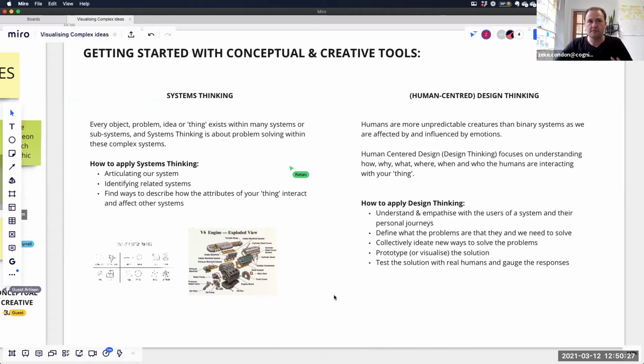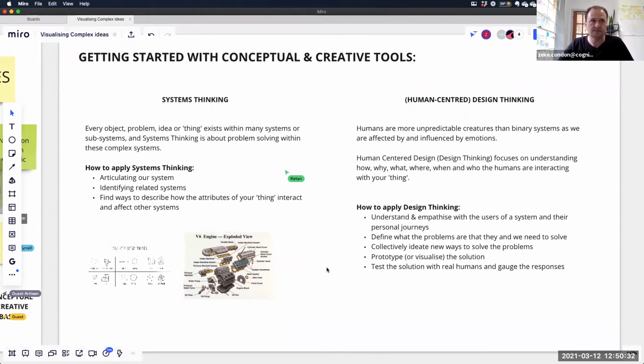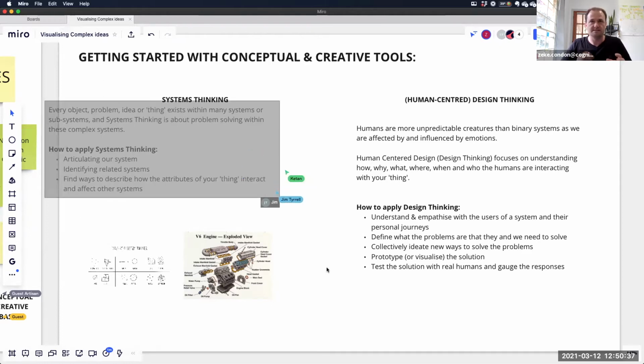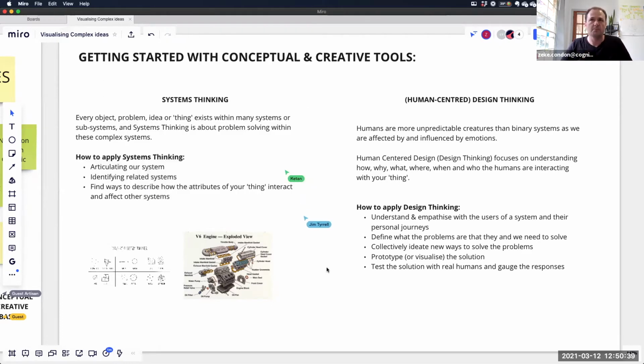Now, the first principle or the first concept to think about is systems thinking, right? So when we take a problem, if we look at that problem from the lens that the problem or that object or that idea or that thing exists within many systems and subsystems, we can then start to say, well, what are the impacts that this is having on those systems? And we can mentally start to build an image of how that system or those subsystems are interrelating with each other.